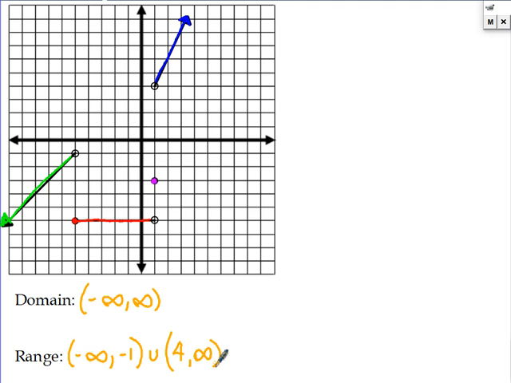Alright, so let's write our function. Again, I'm just going to name it f of x with a bracket.